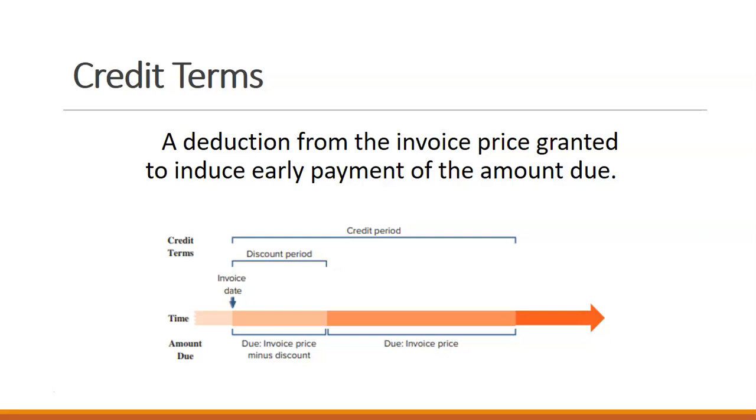But our supplier doesn't want to wait 30 days for cash. So they've created this incentive for us to pay within 10 days. It improves their cash flows and it allows us to get a discount on our merchandise.